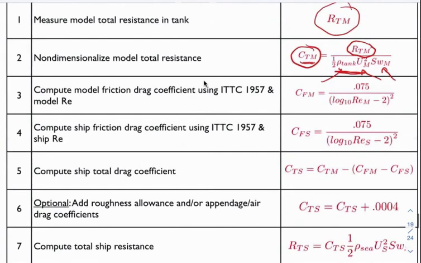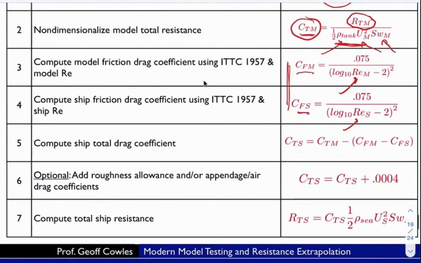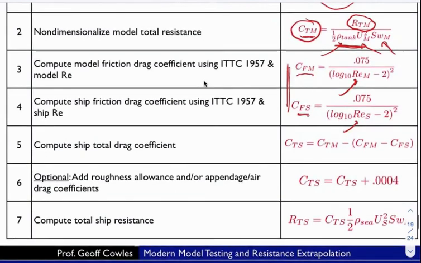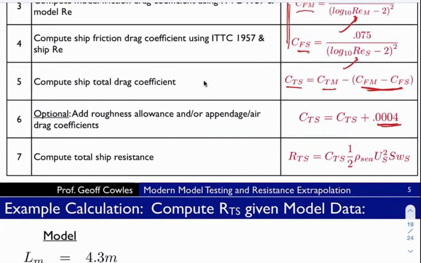Then we need to estimate the frictional drag coefficient for the model and for the full-scale ship. So these require knowing the Reynolds number of the model and knowing the Reynolds number of the full-scale ship, popping those into the formulas and getting these two drag coefficients. Now we have enough to compute the total ship coefficient, which is equal to the model coefficient minus this difference in the frictional coefficients. Then we add on the roughness allowance. In the standard Froude procedure it is 0.0004, which gets tacked on to this. This deals with roughness on the full-scale boat.